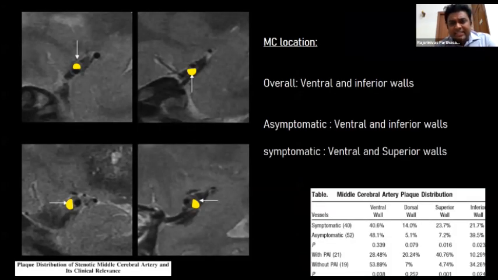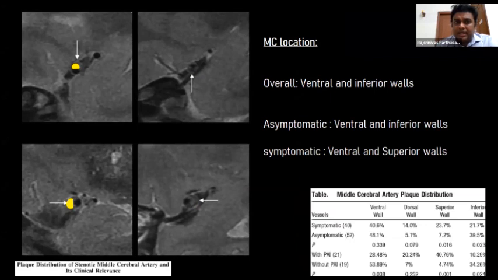There is an interesting paper which shows the common location of these plaques in the middle cerebral artery. We know now from this paper that the common location is the anterior wall or the ventral wall of the middle cerebral artery and the inferior wall. But if a patient has had a symptomatic ICAD, then we know that the common location of the plaque is the anterior wall and the superior wall and not the inferior wall.